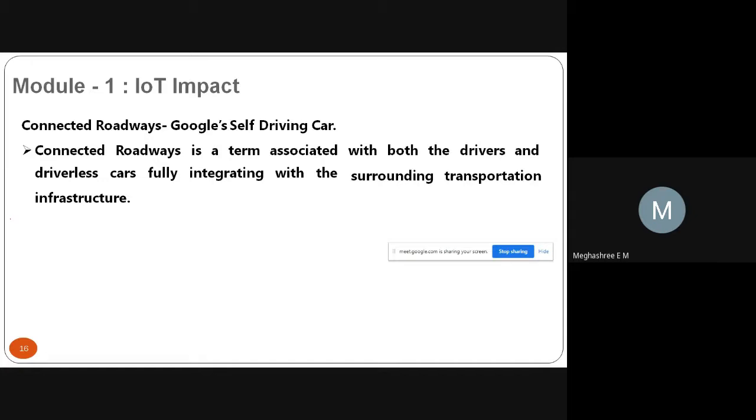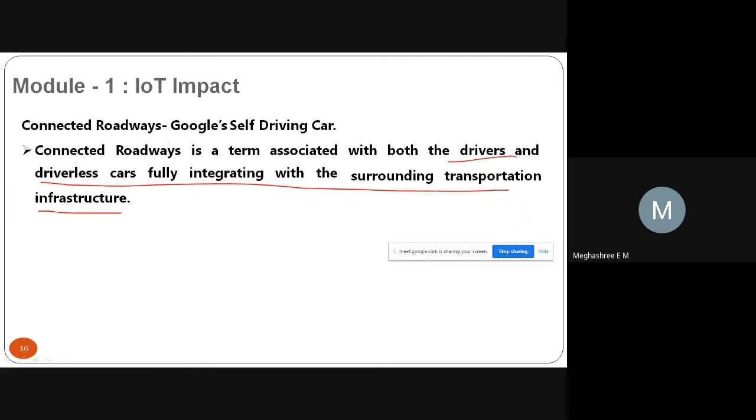So all such data can be collected if we deploy sensors over the roadway. That means all the transport infrastructure, or the roadways, are connected to the IoT, the internet. That is what we call connected roadways. Here, connected roadways is associated with the drivers and the driverless car, which is fully integrated with the surrounding transportation infrastructure.